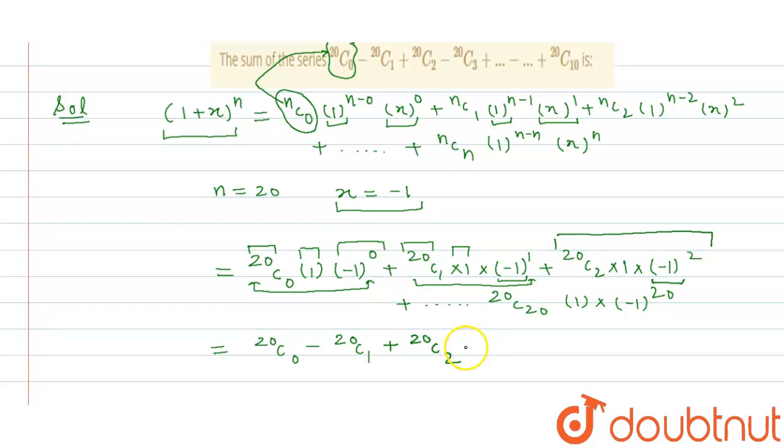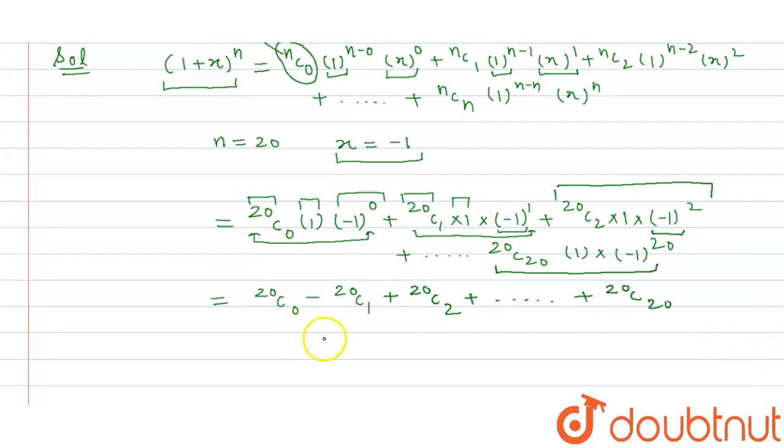Now, this pattern will continue up to what? It will continue up to this 20C20. So, here minus 1 raised to the power 20 is plus. So, here I will write plus sign and it will be equal to 20C20. Now, I know that the formula of nCr is equal to nC(n minus r).